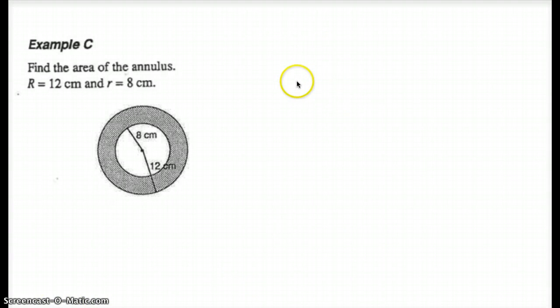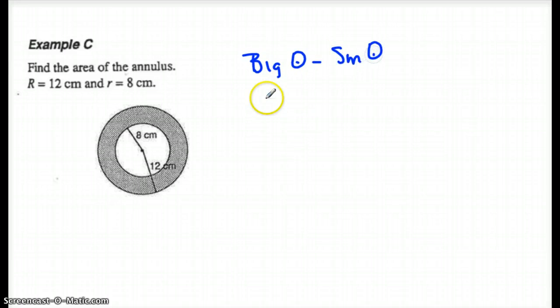So let's work with an example of this problem. In this case, you're told that the radius of the larger circle is 12 centimeters. The radius of the smaller circle is 8 centimeters. So if we're doing the larger circle area minus the smaller circle area, then we're really talking about pi capital R squared minus pi little r squared. So capital R in this case is 12.